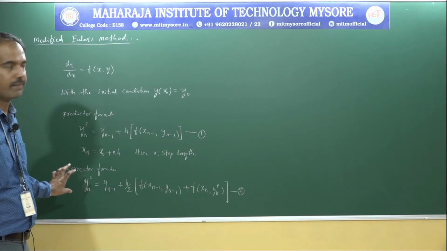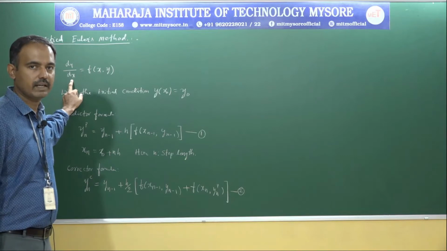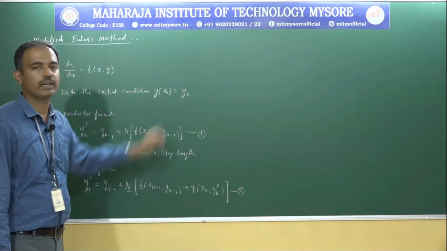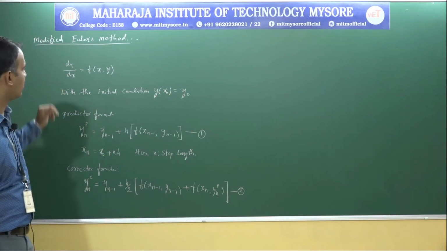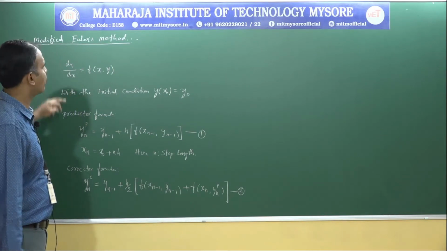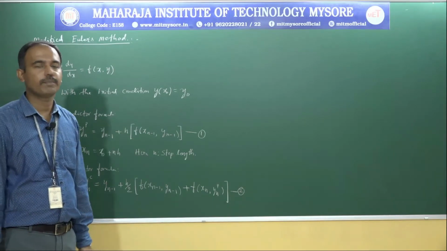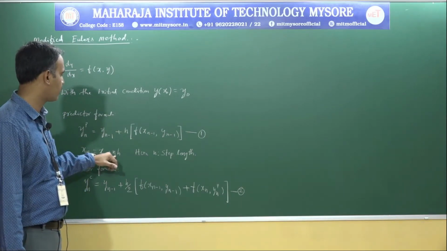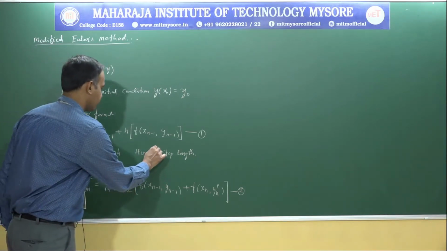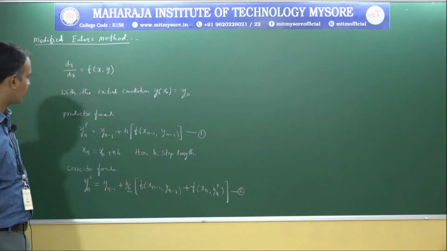Is it clear? Once again, we have the differential equation in the form of dy by dx equal to f of x, y, with the initial condition y of x naught is equal to y naught. We can solve the first order and first degree ordinary differential equation with the help of modified Euler's method. We can estimate the yn value at the particular point xn is equal to x naught plus nh, where h is the step length.